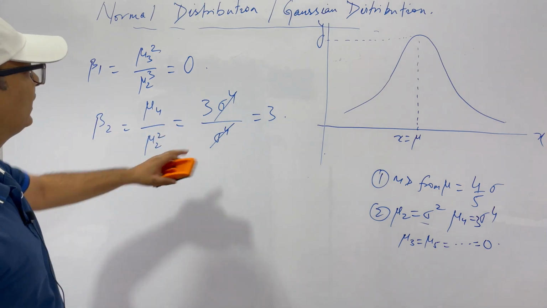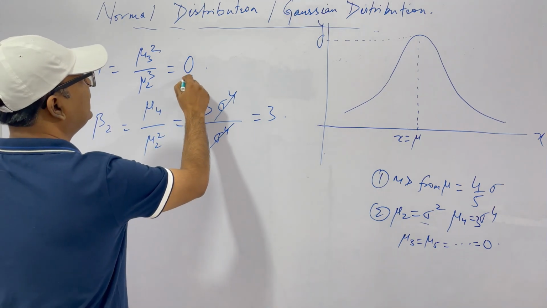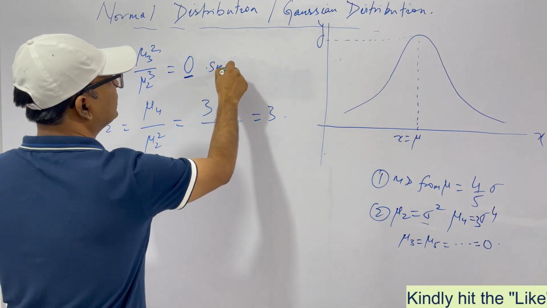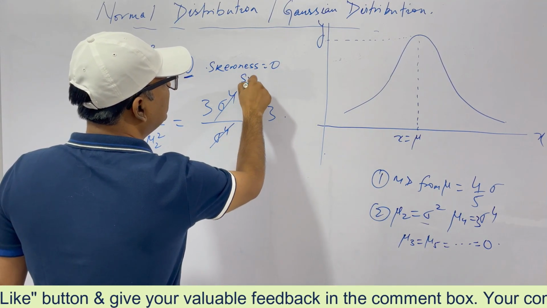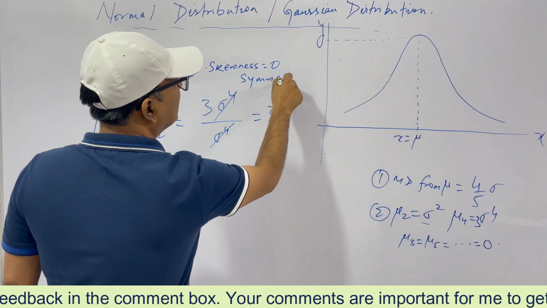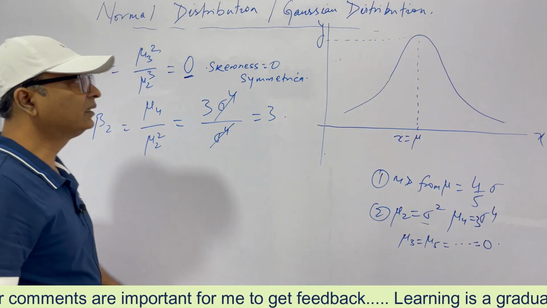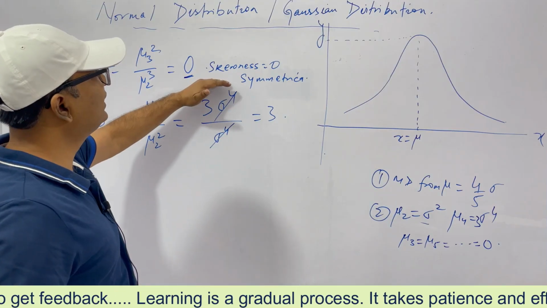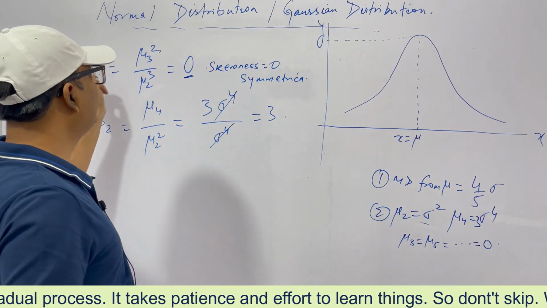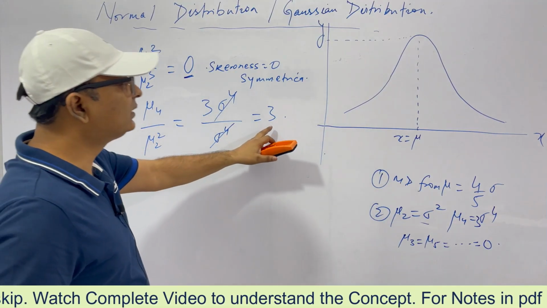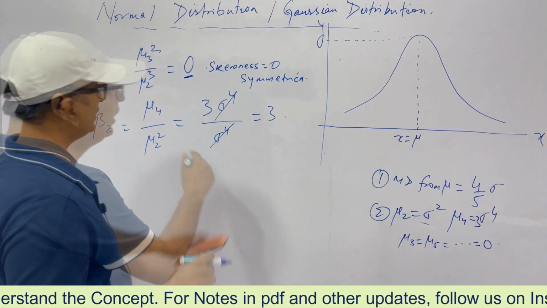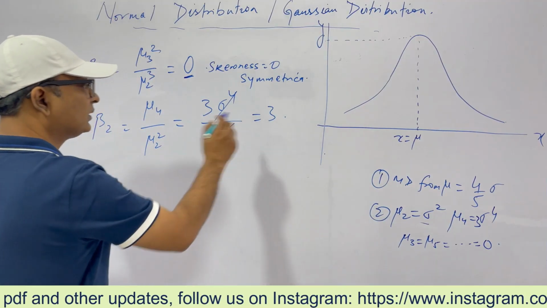So what do we get from here? This means beta 1 is 0, that is skewness is 0. Skewness is 0, which means the curve is symmetrical. Clear? So from here only we have defined that symmetrical curves have beta 1 equal to 0 and beta 2 equal to 3. And beta 2 is 3, that is kurtosis is 3.